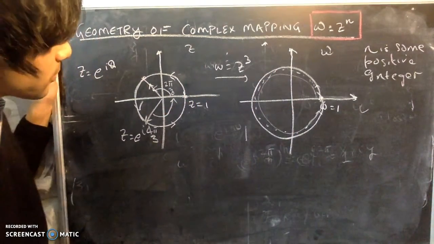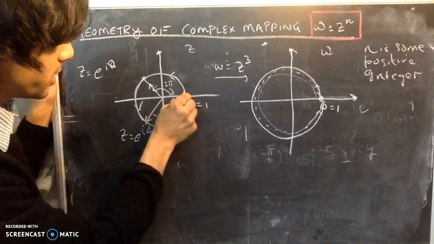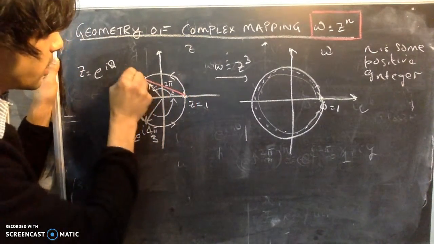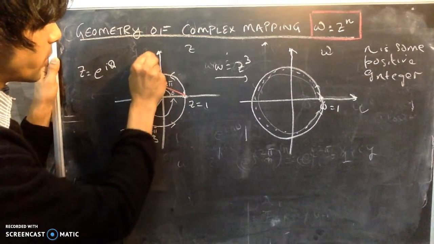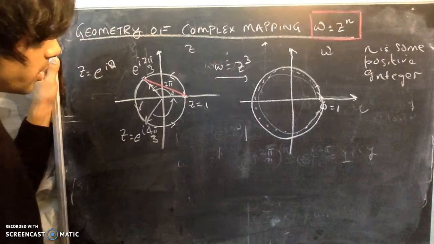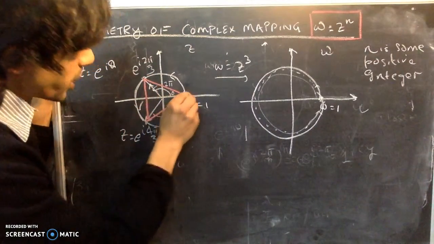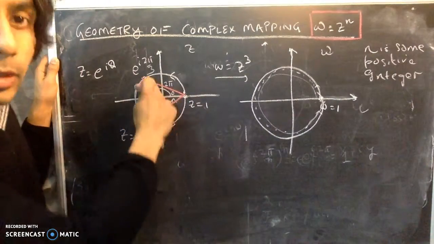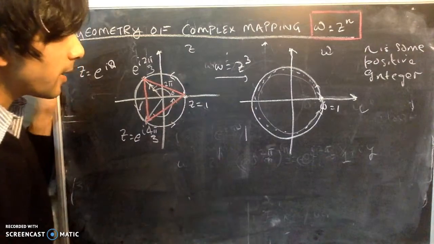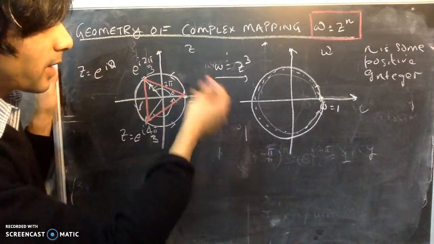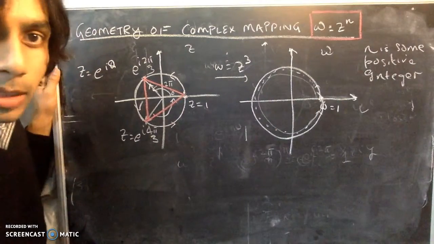And notice that all these points, once we join them together, these vertices z equals 1, z equals e to the power i 2 pi over 3, and z equals e to the power i 4 pi over 3, and back to the point z equals 1, form a regular 3-sided polygon, which is nothing but an equilateral triangle. And we see that, in fact, all the vertices of this equilateral triangle map to the point w equals 1.